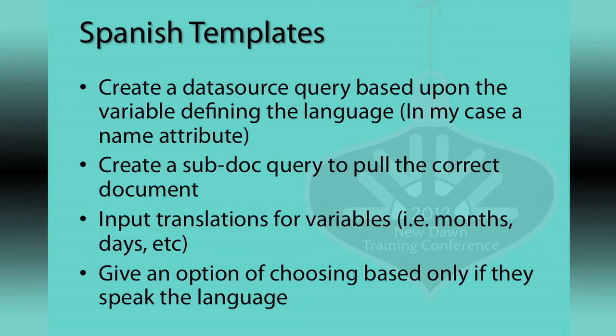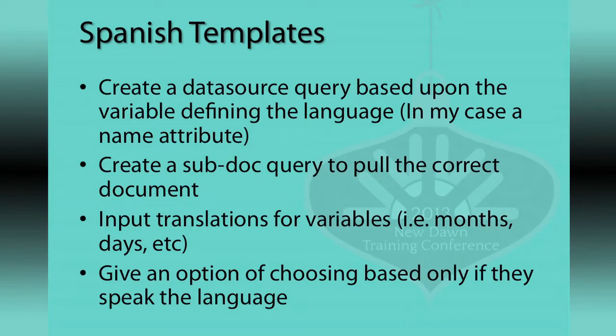And then you're going to need to create a subdocument query to pull the correct document. So I first had to say go and get whether they speak Spanish. And then afterwards, and you'll see all of this, I'll create a subdoc query based upon whether they speak Spanish or not. And then lastly, because I didn't want users to have to go in and write the dates, because that's pretty much the exact opposite of what the purpose of JDAs are, I then inputted translations for variables, i.e. months and days, which you can use, and if you don't use Spanish, you use something else, you can absolutely replace your variables with that.